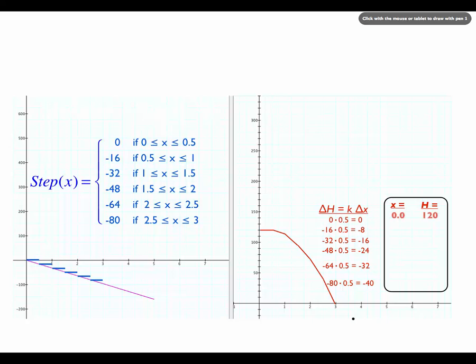Okay? So at x equals 0, the height is 120. What is it a half second later? What's the height? Still 120, because in that first half second, according to our function, the height didn't change. So now in the next half second, at 1 second, what will the height be? How much will it go down according to our rate function? It'll go down 8, so the new height will be 112.